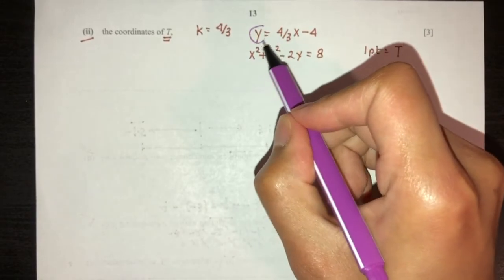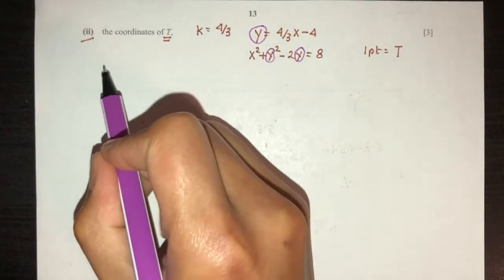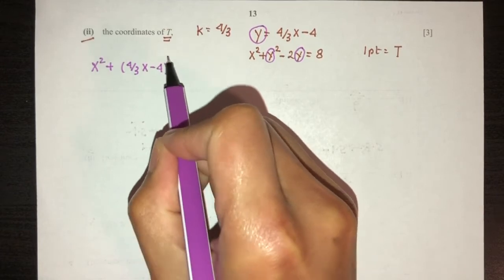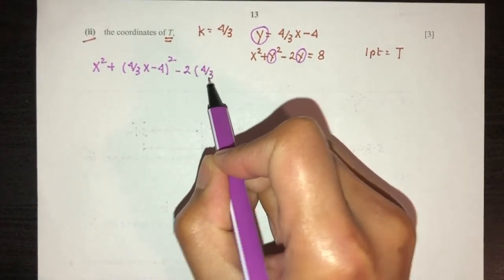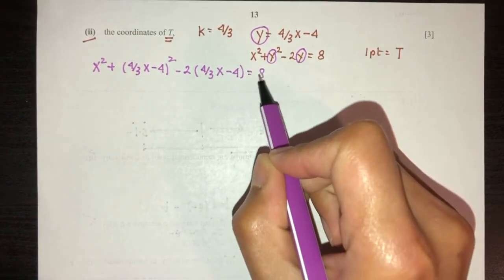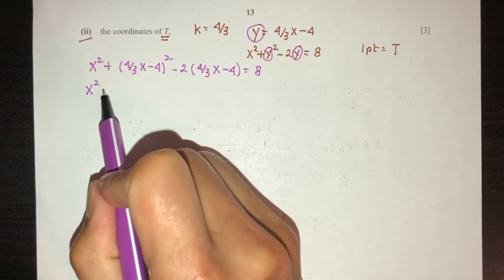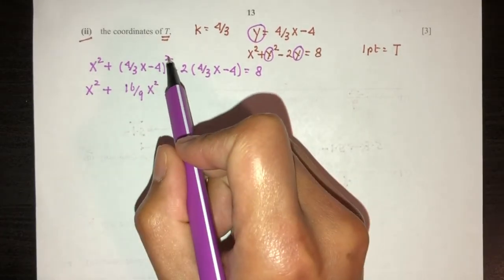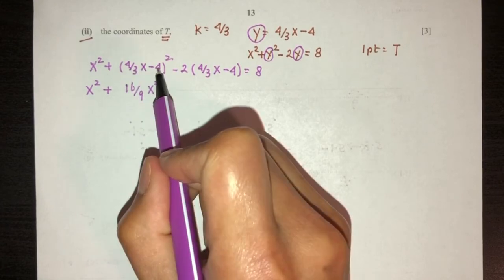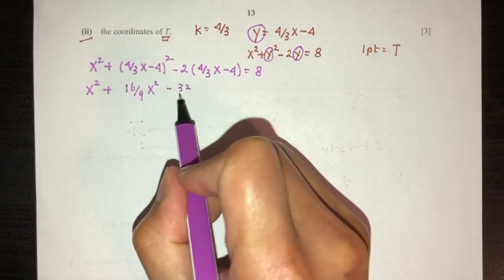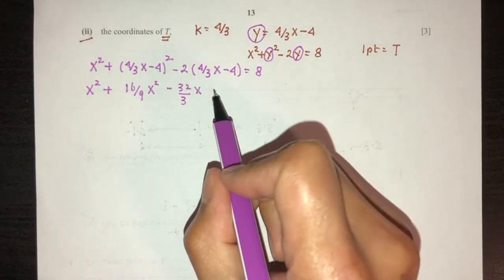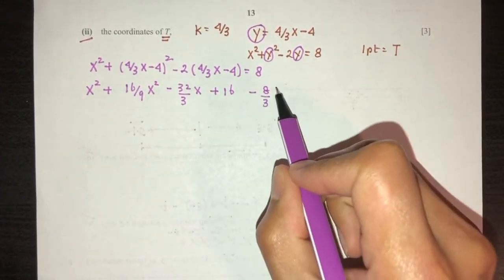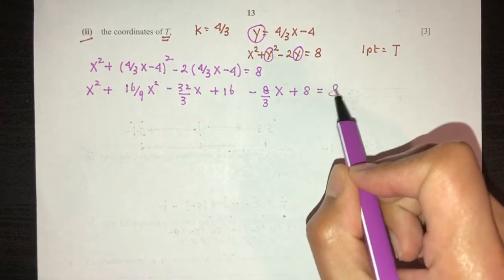Let's do that. So that is y, and here we have y, here we have y. So replace, you will have x squared plus (4 over 3 x minus 4) squared minus 2 times (4 over 3 x minus 4) equal to 8. Now let's expand. You will have x squared plus, this will become 16 over 9 x squared. Now we have to do 2 times 4 is 8. 8 times minus 4, that is minus 32 over 3 x, and then plus 16 for this expansion, and then minus 8 over 3 x plus 8 equal to 8.